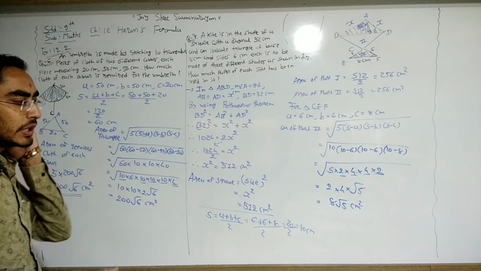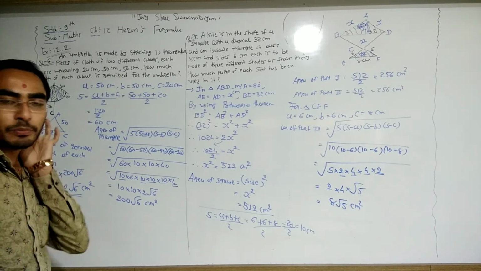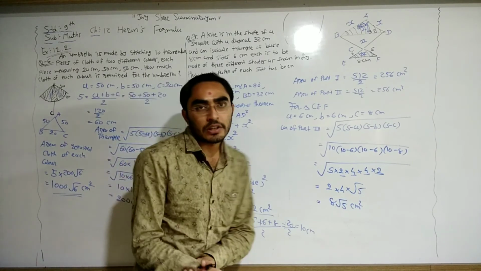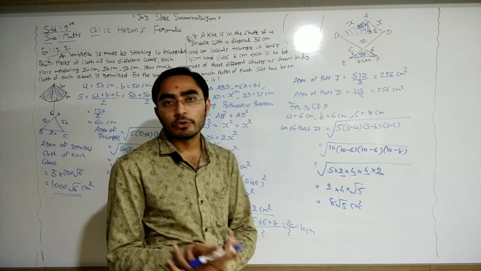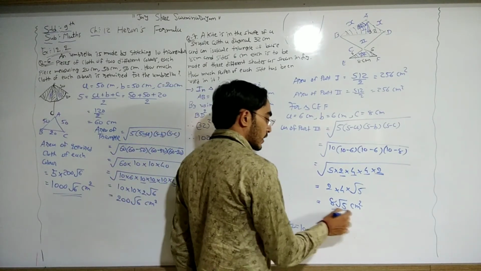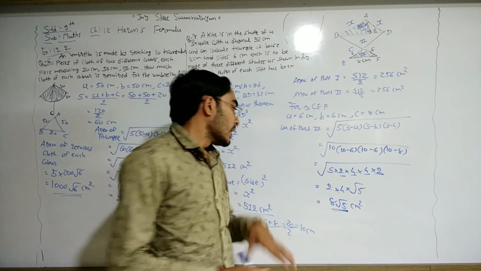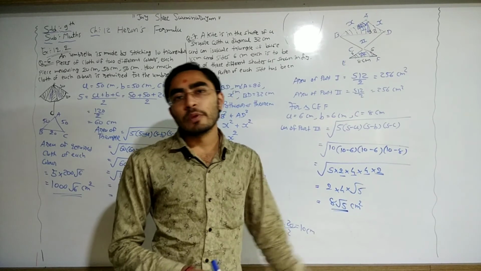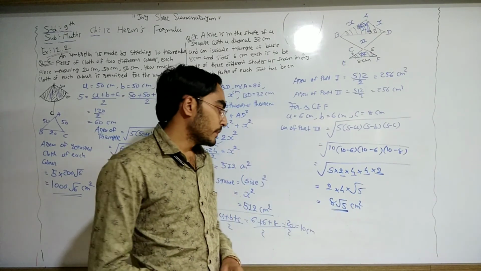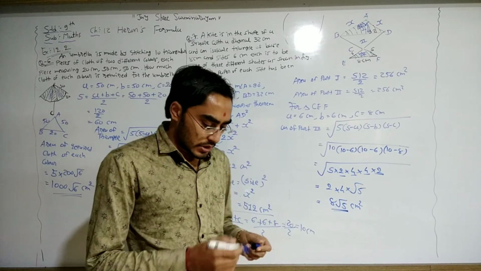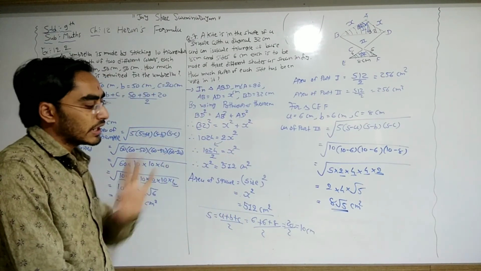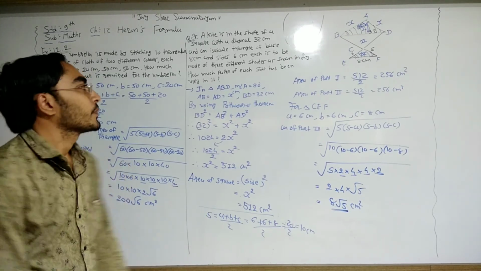Here we can also put the value of under root 5, but if you don't, your answer will still be right, because the value of under root 5 is not given. So the answer is 8 under root 5 centimeter square. Otherwise you can also find the value of under root 5 by using the log division method. But here I am not finding the square root, I just put it as it is.